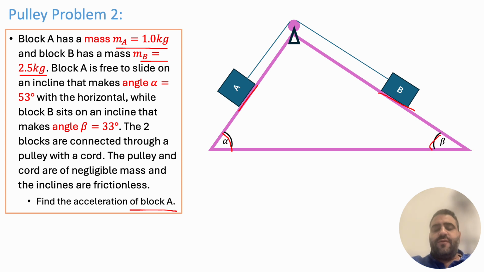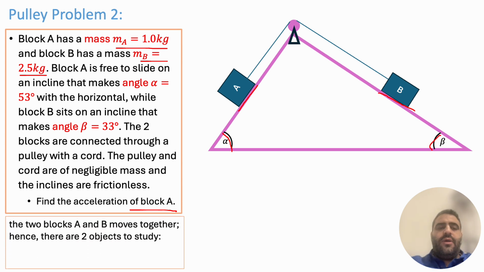To find the acceleration of block A, we have to think of Newton's law, but we cannot deal with block A alone because the two blocks are connected. So when block A moves, it moves with B as well. So it means that we have to study the two blocks at the same time. So we have to study block A and block B. Now we have the objects that we want to study. We have the physical situation drawn.